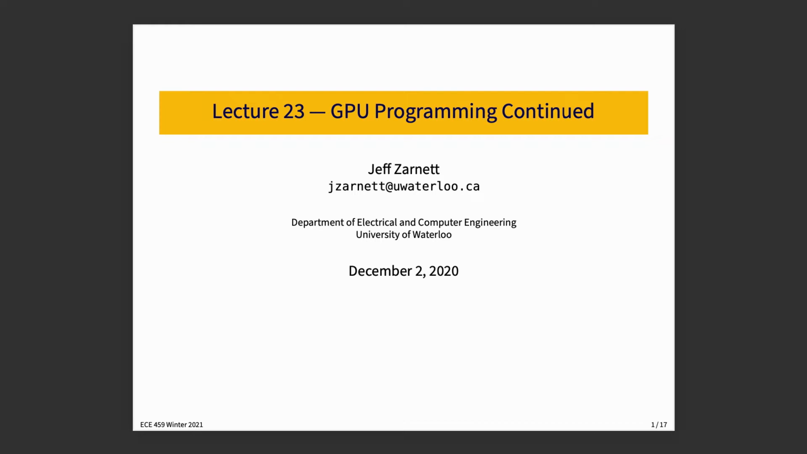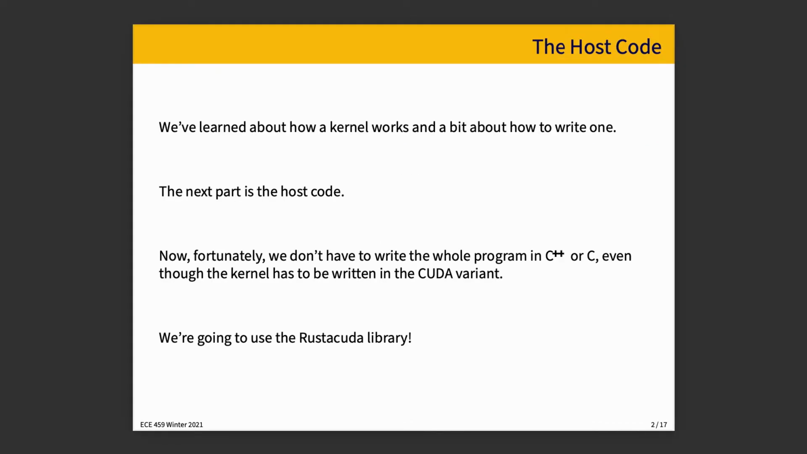Alright, we learned a little bit already about how a kernel works, how you write one, how you compile one, well, even how to do it well. But what we haven't yet covered is the host code stuff, we're going to have to talk about that now. The good news is that although we have to write our kernel code in a C++-ish language, actually you can write your host code in Rust. We're just going to use a particular library for this, the Rustacuda library.